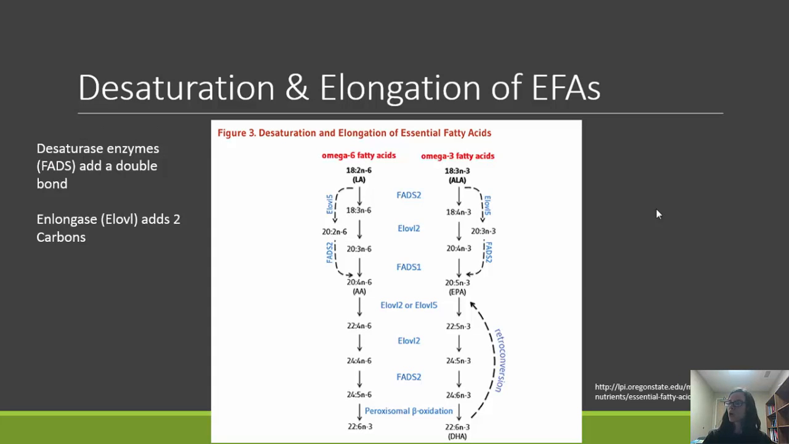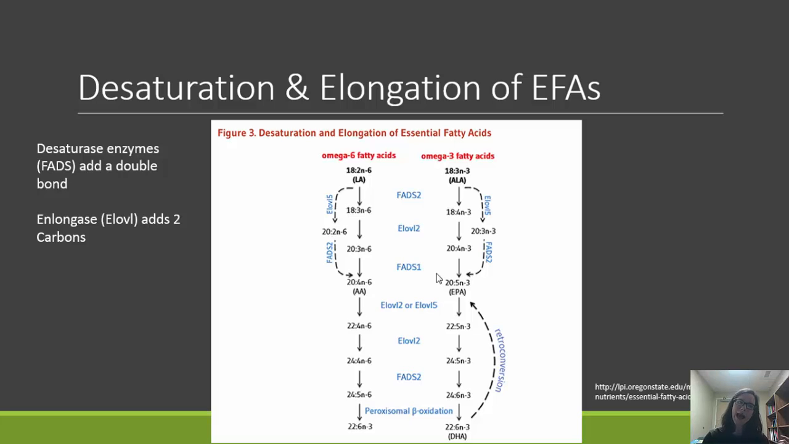Okay, so we don't really need to know too many details about how this desaturation and elongation occurs, just that it does occur. This was taken from the Linus Pauling Institute website, and it looks a little confusing, but all you really need to know is that these FADSs are desaturase enzymes, and what these desaturase enzymes do is desaturate the fatty acid. They add a double bond in.